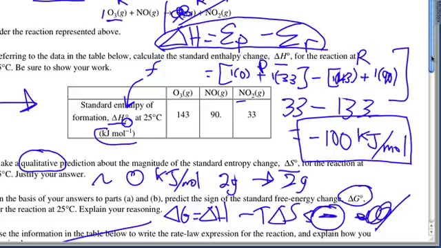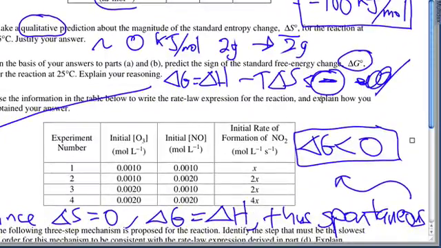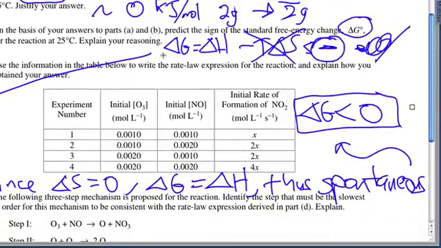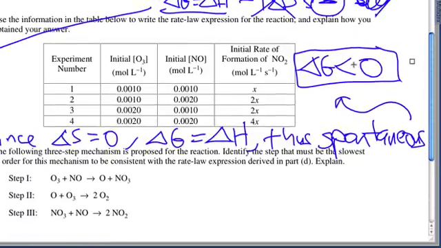We plugged it in, we got an exothermic negative 100. Qualitatively, we saw that delta S was around 0 because it didn't get messier or cleaner. Thus, this canceled and delta G was equal to delta H in that case, must be less than 0 and spontaneous.